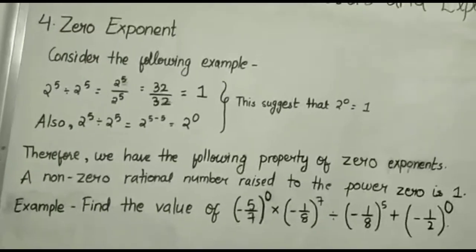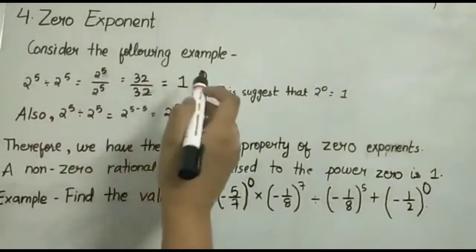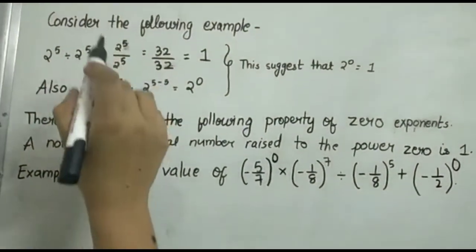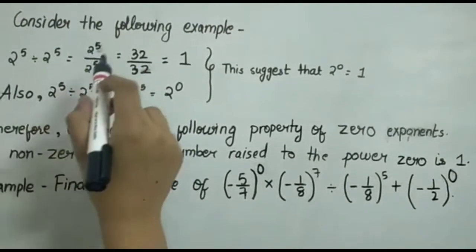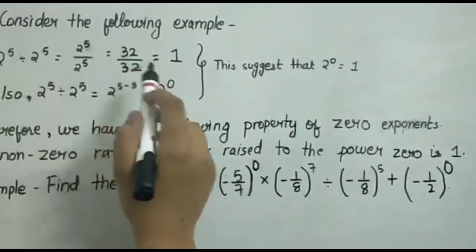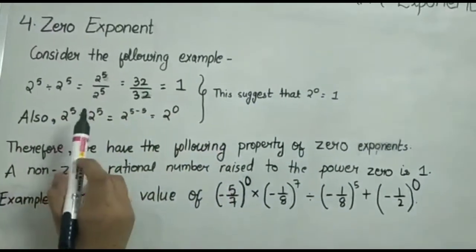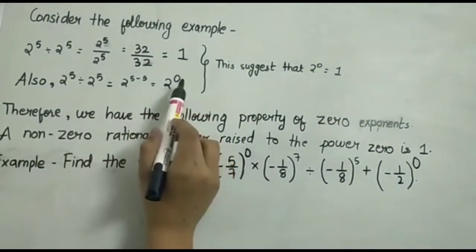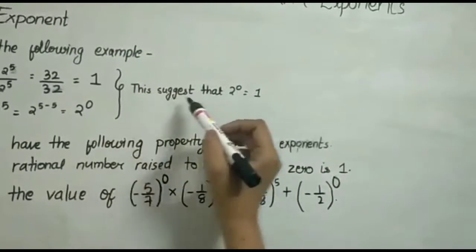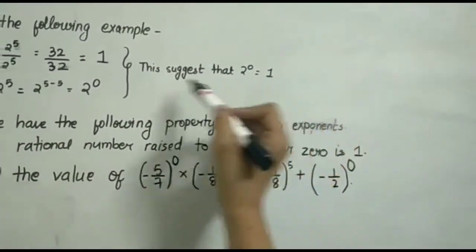Now we will study about zero exponent. Consider the following example. 2 to the power 5 divided by 2 to the power 5 equals 32 by 32 equals 1. Also 2 to the power 5 divided by 2 to the power 5 equals 2 to the power 5 minus 5 equals 2 to the power 0. So these two suggest that 2 to the power 0 equals 1.